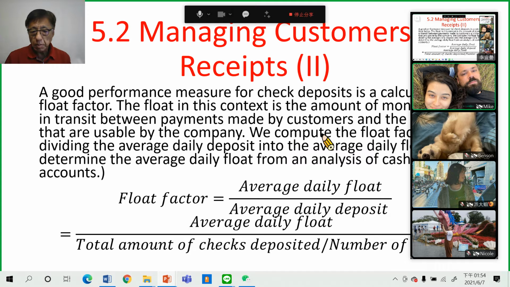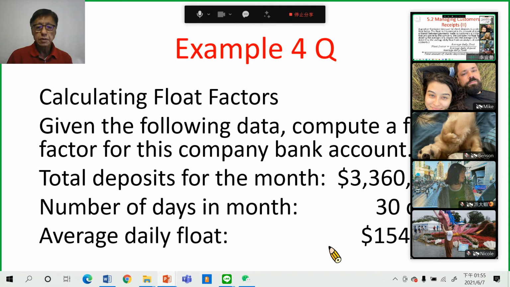So basically, what I believe it means is that customers pay by check, right? Yes. But it takes a while until this money is available to the company. So this would be the float factor, and we can compute it by dividing the average daily float by the average daily deposit. And this average daily deposit equals the total amount of checks deposited divided by the number of days. So let's move to the next slide.